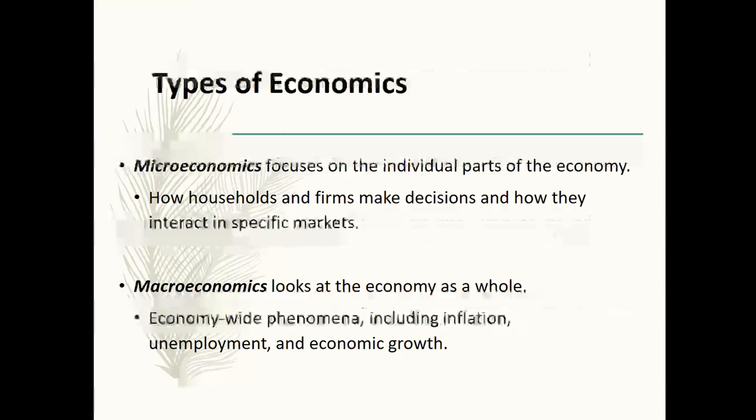Types of economics. There are two main types of economics: microeconomics and macroeconomics. Micro means small. Microeconomics focuses on the individual parts of the economy, that is, how households and firms make decisions and how they interact in specific markets, such as demand and supply, market structure, cost and production. All this comes in microeconomics.